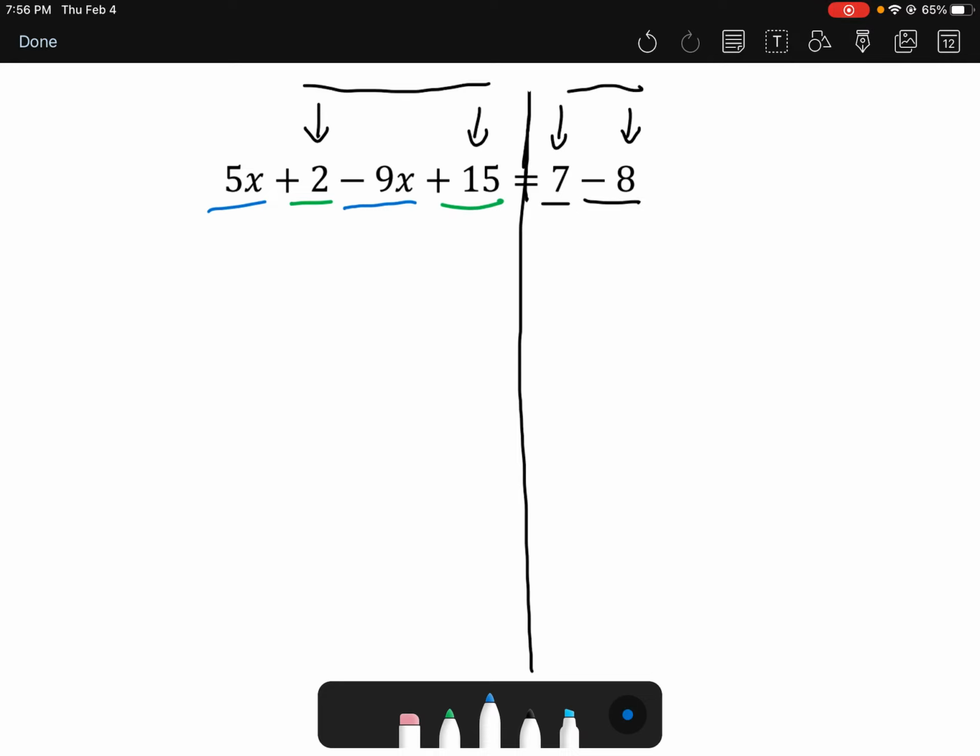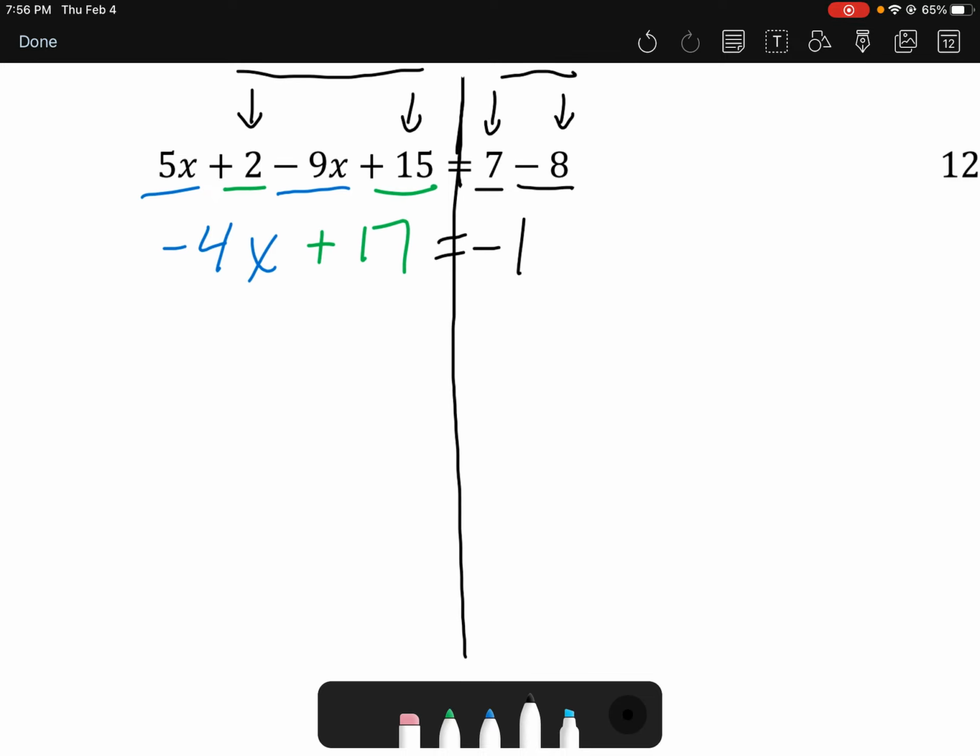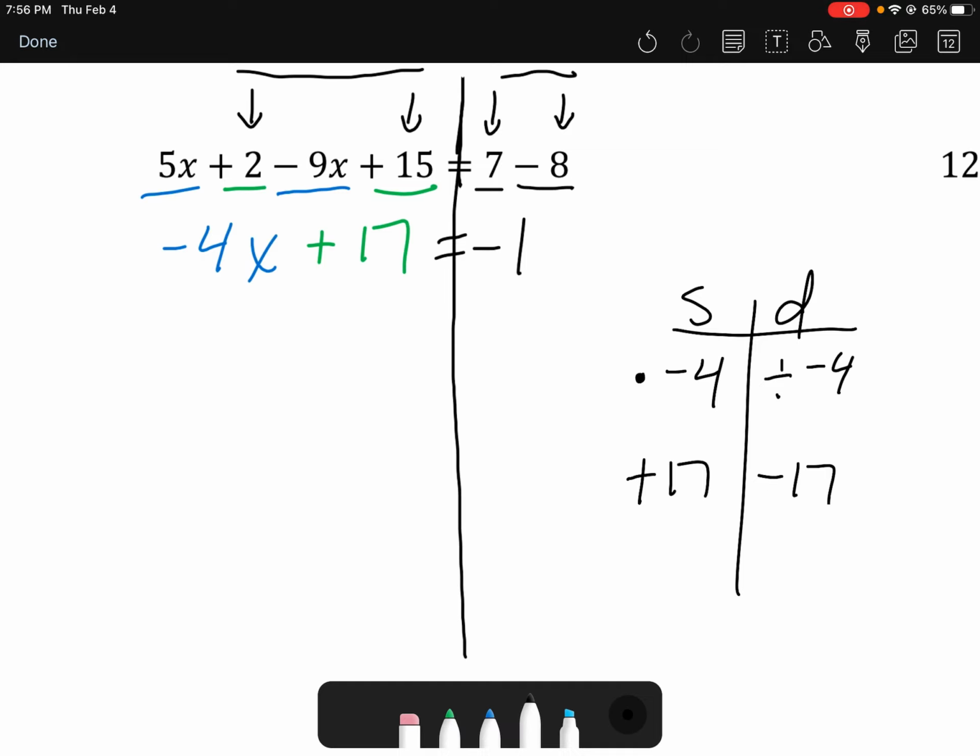Okay, so over here with my blue, I have 5x minus 9x, which is -4x. And then I have 2 plus 15, which is 17. And then on the right side, I have 7 minus 8, or -1. Now I have my two-step equation. I can now start doing my C-do table. For my C side, the first thing I'm doing is multiplying by -4. After that, I am adding 17. On the do side, I'm going to go ahead and start doing their inverse operations. Divide by -4, subtract 17.